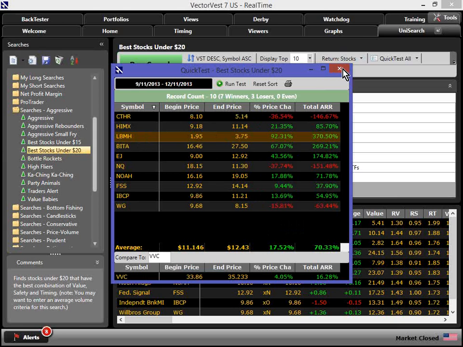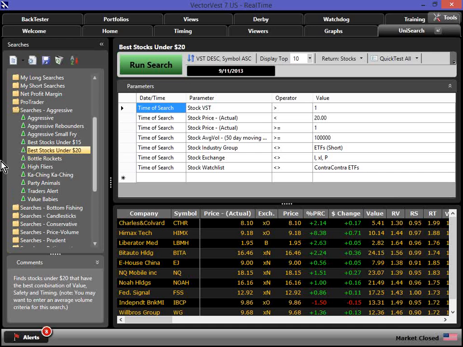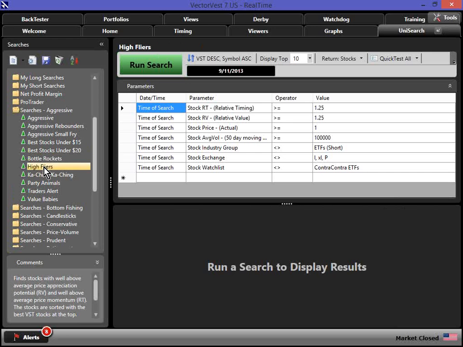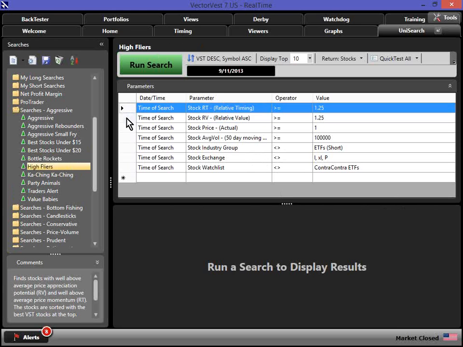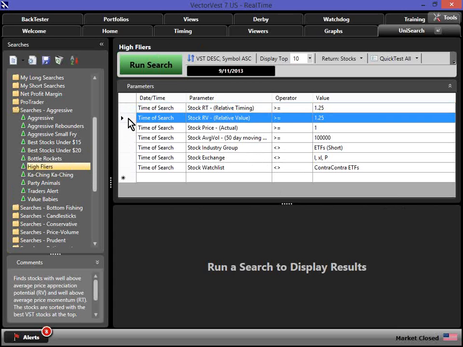Let me just highlight one more. It's this one here, high flyers. All right, let's take a look at the criteria of this one because it's not quite just the top stocks in the stock viewer. We've got, once again, relative timing is quite high, over 1.25, so they're in a nice strong uptrend. They've got high upside potential. So that's the 2 indicators here. They're flying high, right, as the name implies. They're in a nice strong uptrend. They've got a nice upside potential.